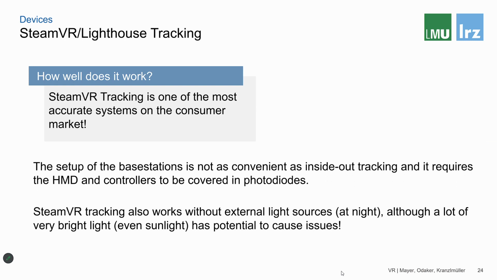The big advantage is that SteamVR tracking does work without external light sources. So it does work in complete dark, since the base stations are giving off light themselves. But you still have to be wary of very brightly lit areas, especially if there is a lot of sunlight. That can cause potential issues, that can cause interference.